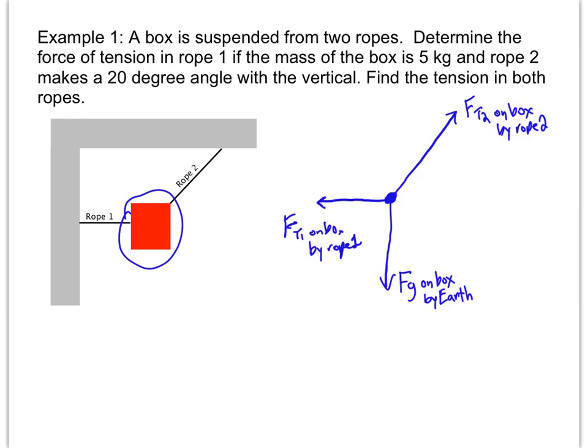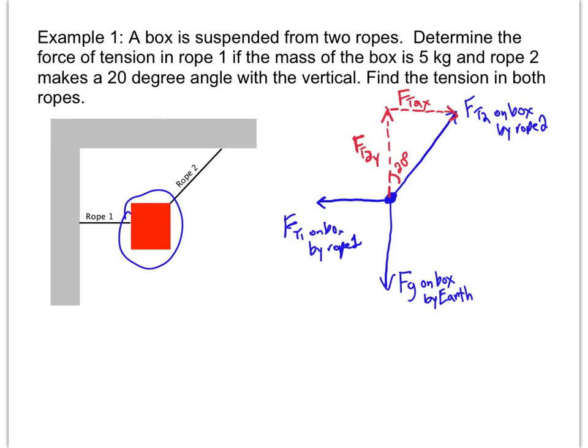So what we're going to do is first draw the vector components that make up FT2. So we're going to break it down into a vertical component, which looks like that, and a horizontal component that looks like that. And we've got the angle that's given to us in the problem. This is 20 degrees. And we're going to call this one FT2y and this one FT2x.